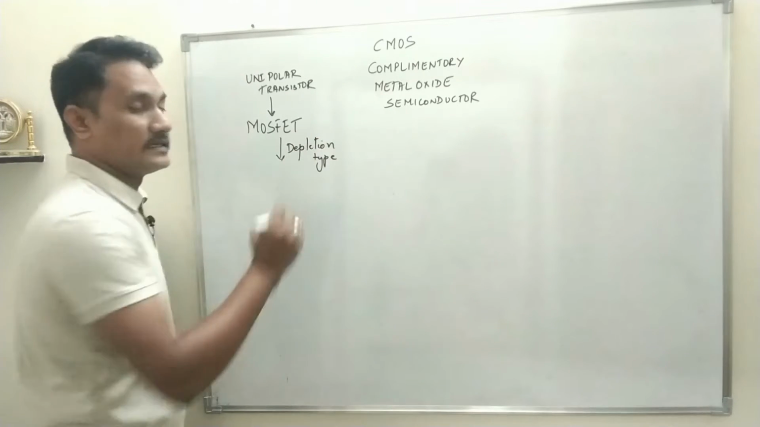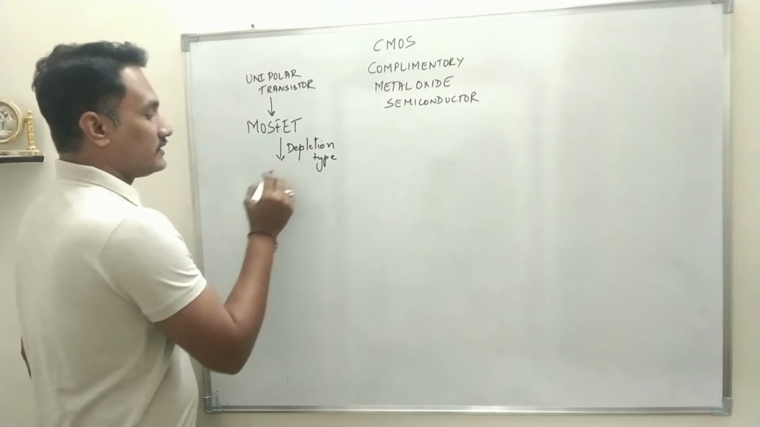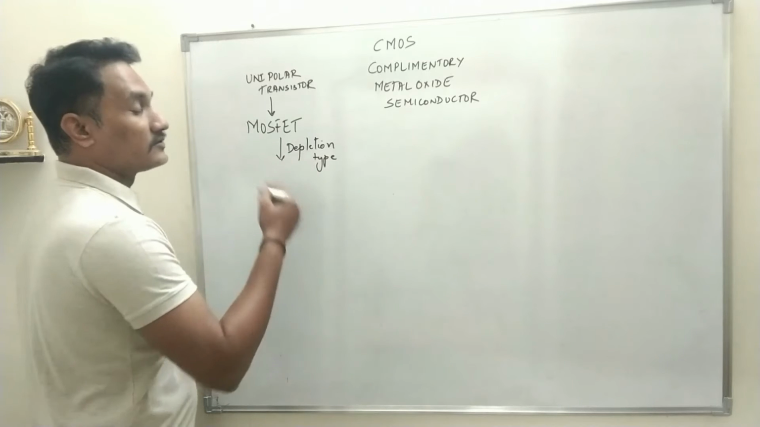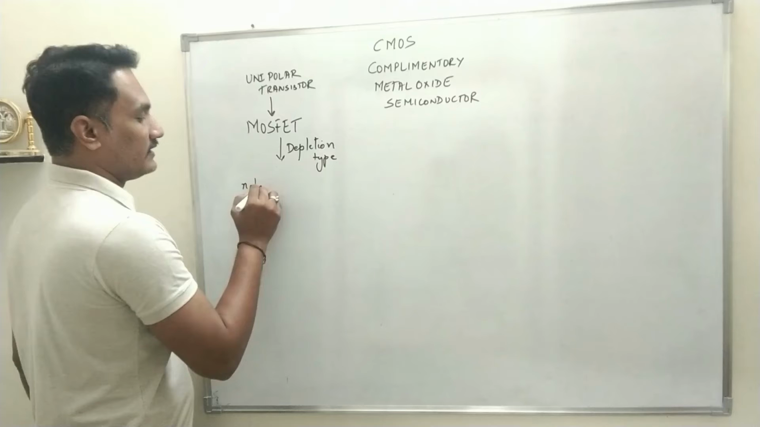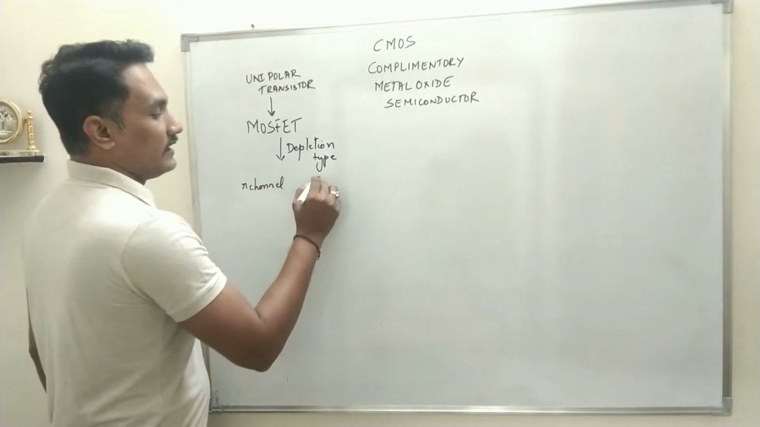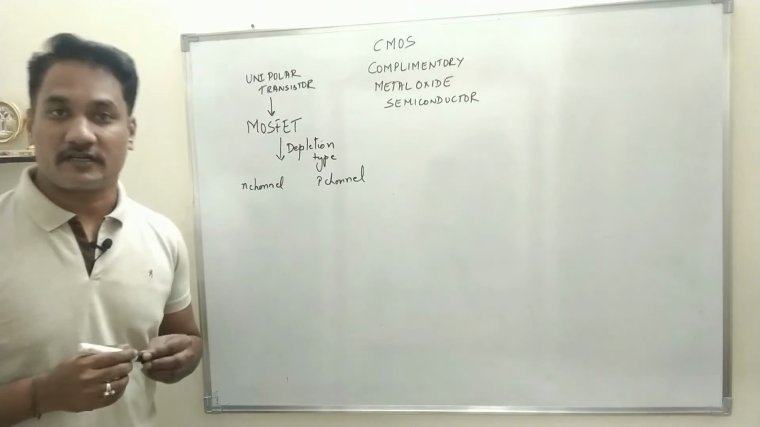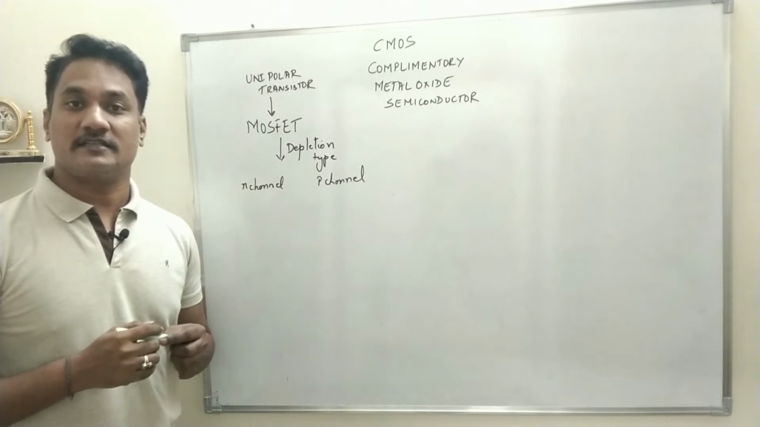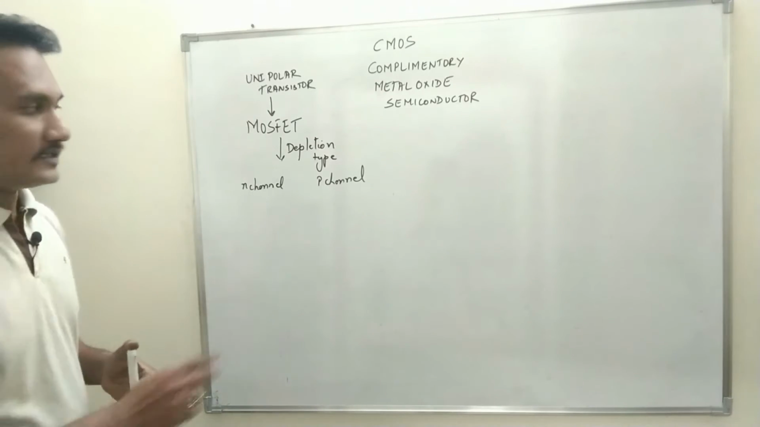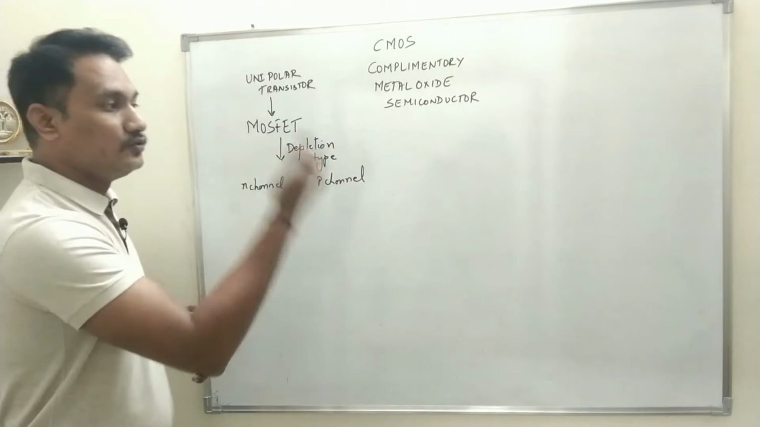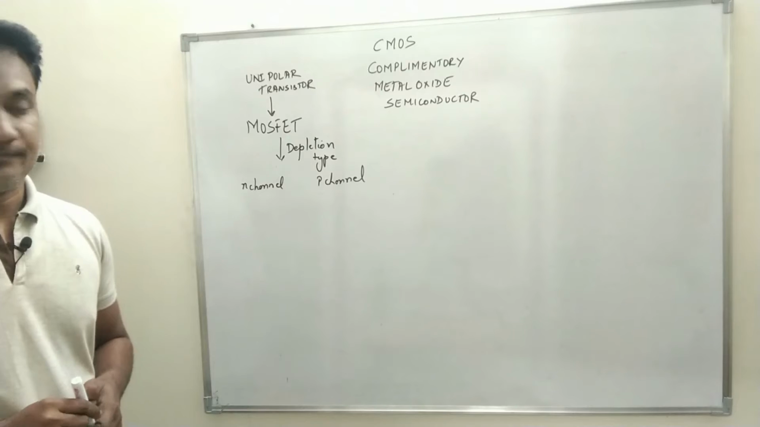All these things were there in 11th standard. Depending upon the majority charge carrier, that means the charge carrier because of which current will flow in this circuit, the MOSFET is further classified as N channel and P channel. If current conduction is because of electrons, then it will be N channel. If the current conduction is because of holes, then it will be P channel. So that is how the classification is. We have to understand both because we have to use both transistors in the CMOS logic family.